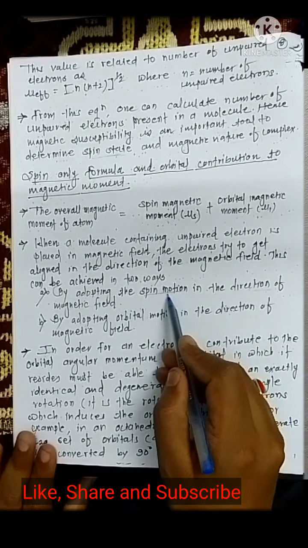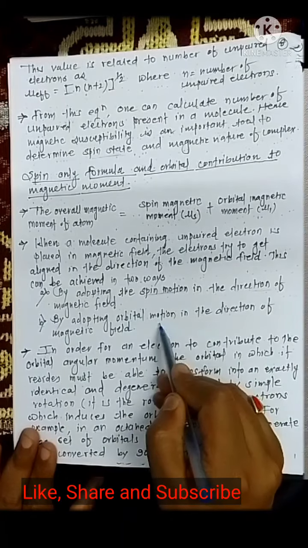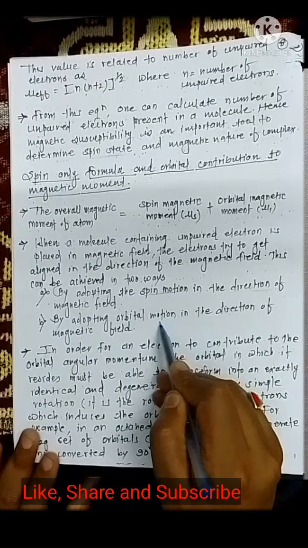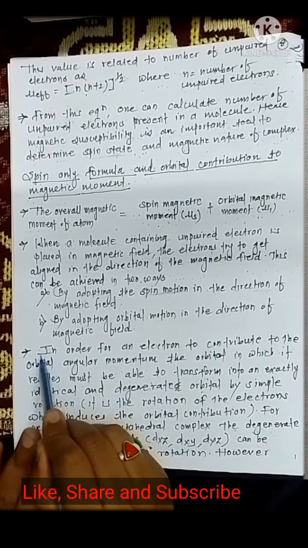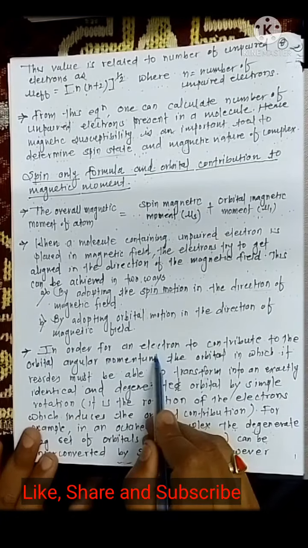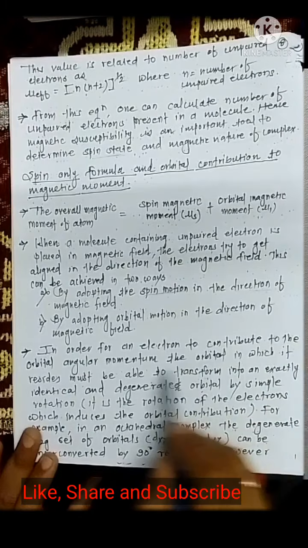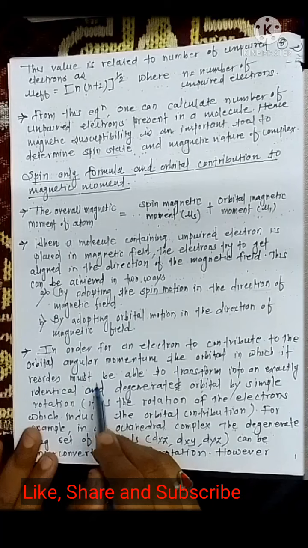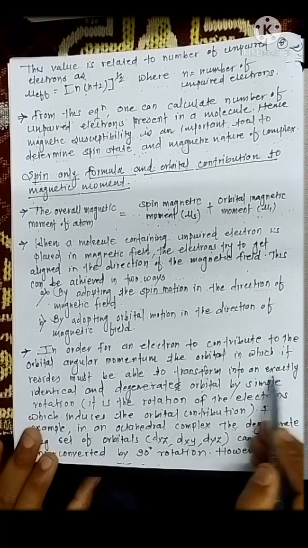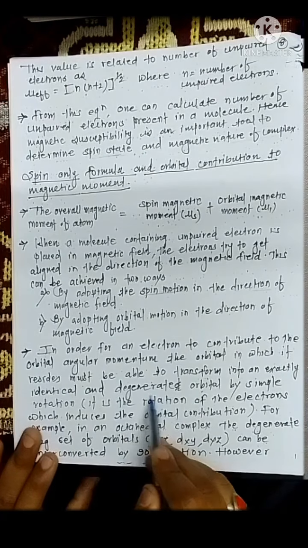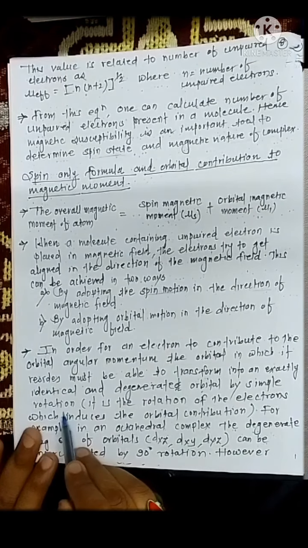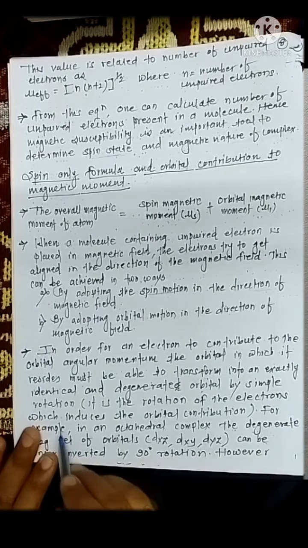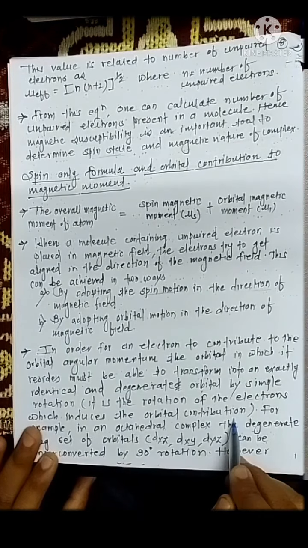of the electron along its own axis, while orbital motion is the motion of the electron around the nucleus of the atom. So in order for an electron to contribute to the orbital angular momentum, the orbital in which it resides must be able to transform into an exactly identical and degenerate orbital by simple rotation. It is important. It is the rotation of the electron which induces orbital contribution.